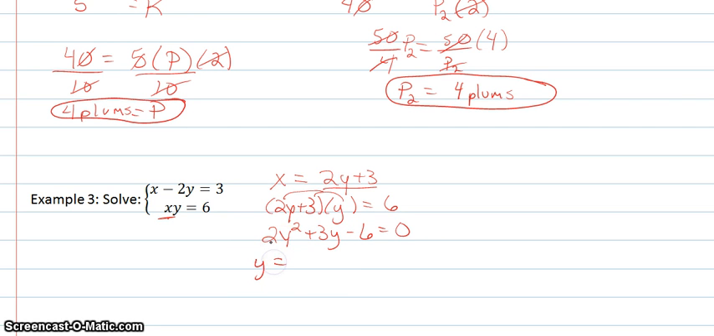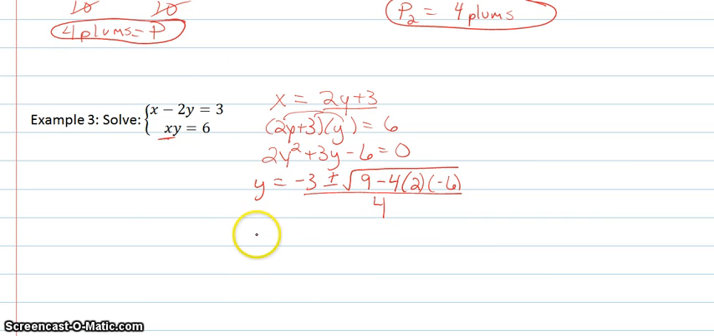So y equals negative b, so it's negative 3, plus or minus the square root of b squared, so that's 9, minus 4 times a, which is 2, times c, which is negative 6, and that's all over 2 times a, so that would be 2 times 2, which is 4. And then we just need to simplify this. So y equals negative 3/4. I'm going to go ahead and separate that out just to make it a little bit easier later on. And then that's the square root of 57 over 4.